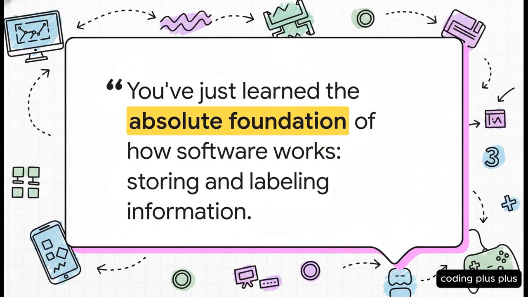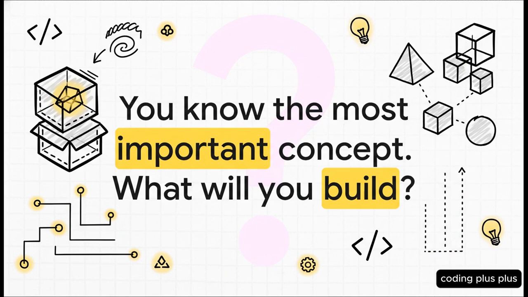And listen, don't let the simplicity of this fool you. What you're looking at right here is the absolute foundation of how all software works. I'm serious. Every single app, every website, every video game is built on this one core idea: creating labeled containers to store and manage information. So we'll leave you with this final thought. By understanding how to create a digital box and put something inside of it, you've just wrapped your head around the single most important concept in all of programming. Really, the only question left is, what are you going to build with it?